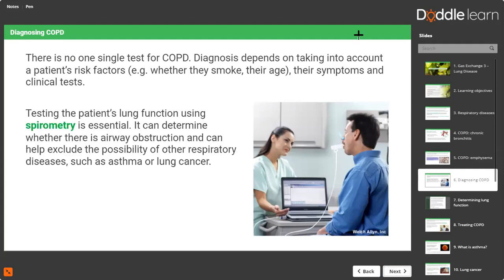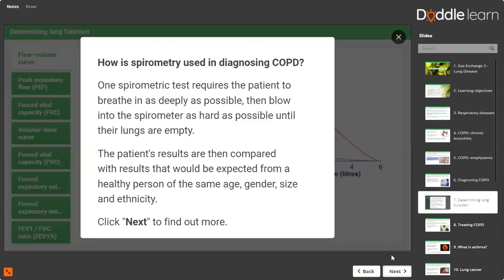We talked about spirometry before when we were talking about ventilation, and that tests the patient's lung function, and that's really essential. That tells us whether there's any obstruction in their airways, and it can also help exclude the possibility of other respiratory diseases such as asthma or lung cancer, because at this part someone might just assume it's COPD, but actually it's asthma, or it might be something more serious like lung cancer. So spirometry really helps with that.